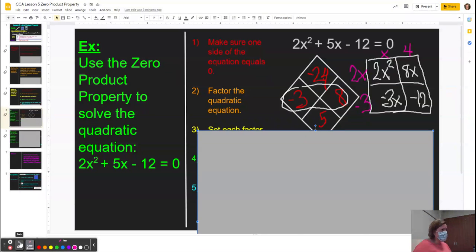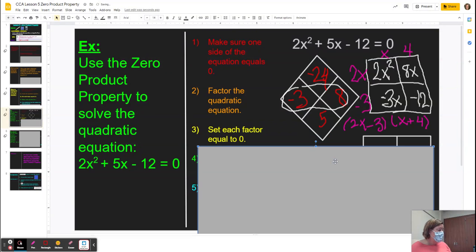We good? So our two factors, so up to this point, this is what we had learned up to this point, right? So our two factors are 2x minus 3 and x plus 4. So up to this point last week, this is where we would have stopped. We would have had that whole thing factored out, right? Okay, now today the new part is, because we're solving, we're not just factoring, we're solving. We're going to take each of these factors and set them equal to 0.